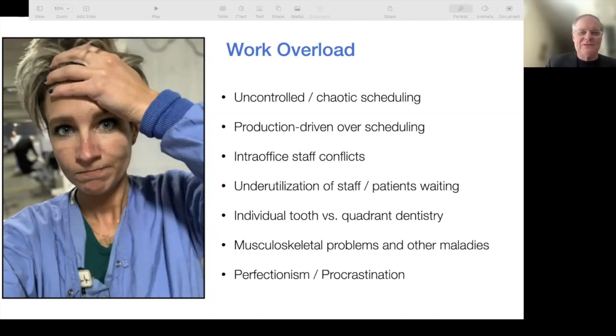As far as perfectionism and procrastination, these just kind of creep up on you. And sometimes I hear people saying, I've got to do it over, I've got to do it over, I've got to do it over. And they keep thinking they're going to come closer to being perfect. And anyway, it's excellence that we're looking for in clinical dentistry.